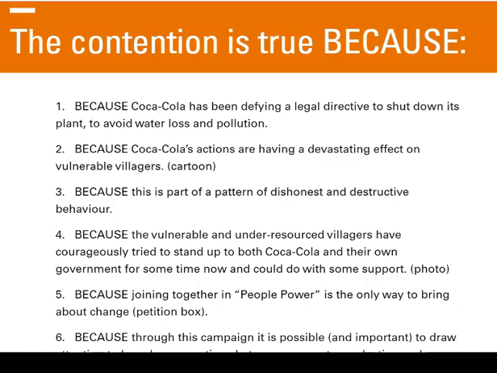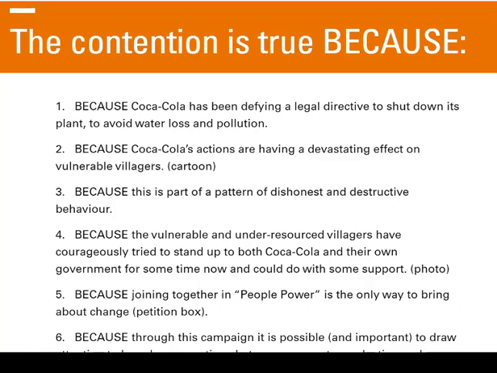The third one is because this is part of a pattern of dishonest and destructive behaviour on Coke's behalf. The fourth reason given is because the vulnerable and under-resourced villages have courageously tried to stand up to both Coca-Cola and their own government for some time now, and could do with some support. So that argument is about these poor people, they've fought so hard, we should back them up.